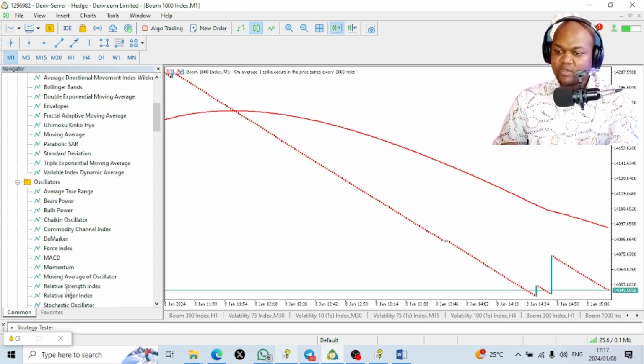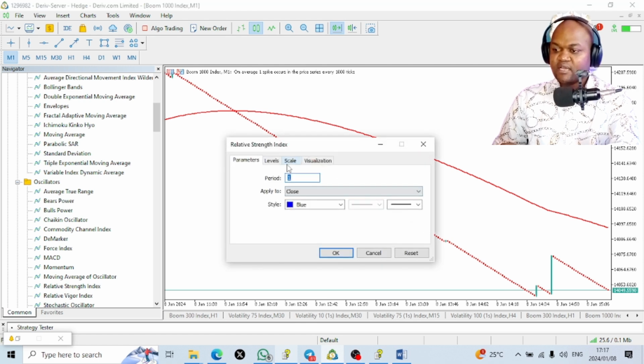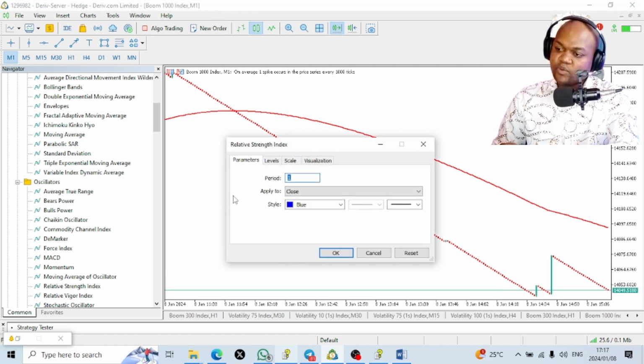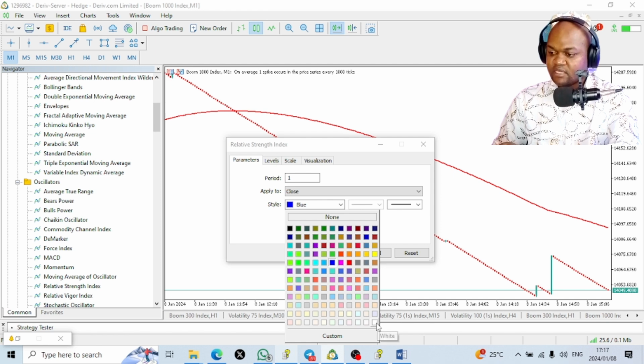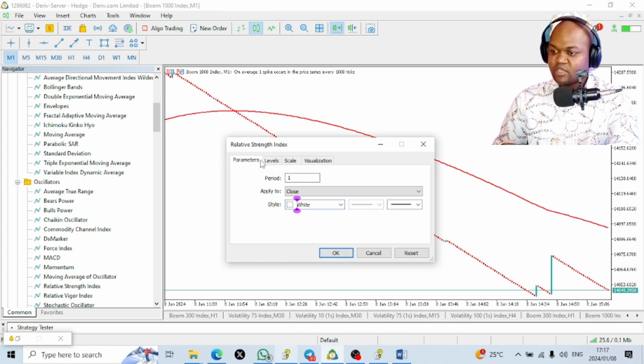Secondly, we're going to go under oscillators, where we're going to look at the relative strength index. The relative strength index has the following settings. It will have a period of 1, apply to close, style blue. It can be the color of your background. My background is white, so I'm going to make use of white.